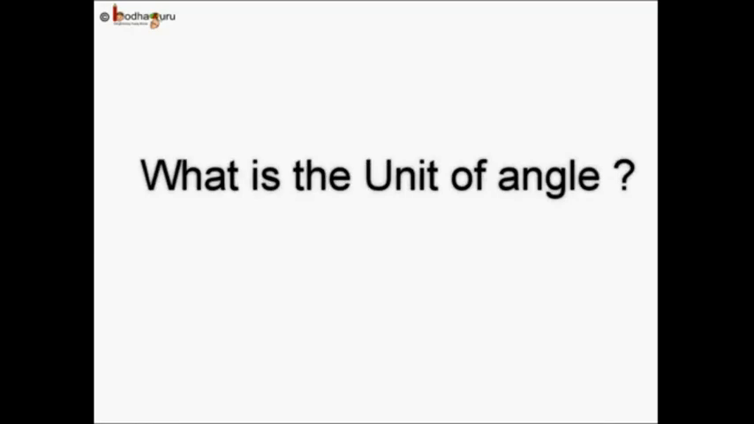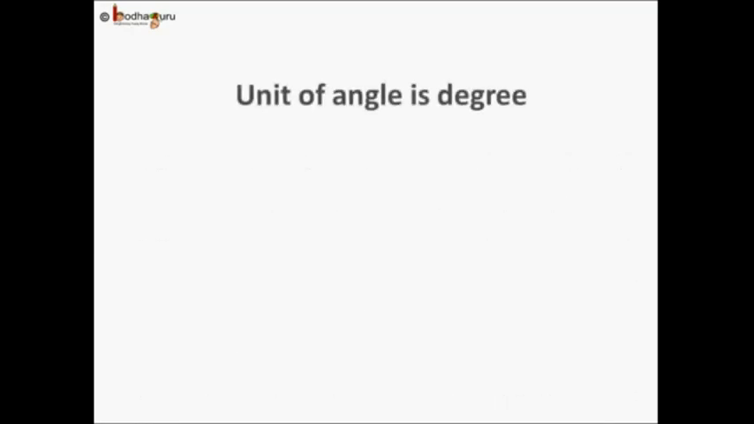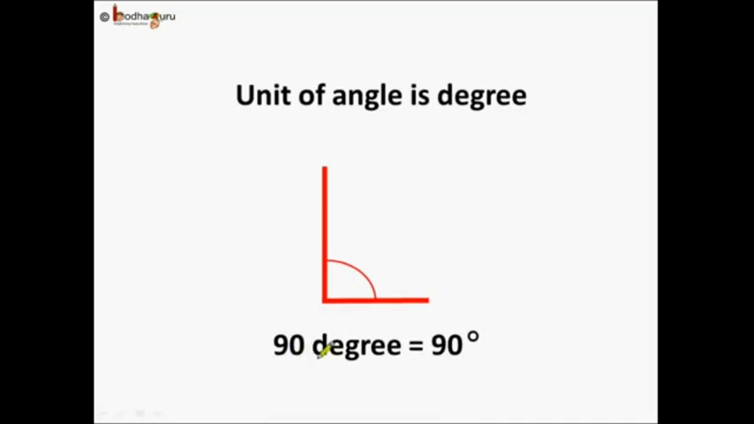Now what is the unit of angle? The unit of angle is degree. And how is it written? Let us see with an example. Here the two lines are at 90 degrees or at right angles. Now how do we write 90 degrees? See, 90 degrees is written as 90 with a small circle put on the topmost right side. So 90 degrees is written as 90 and a small circle on the rightmost top side.